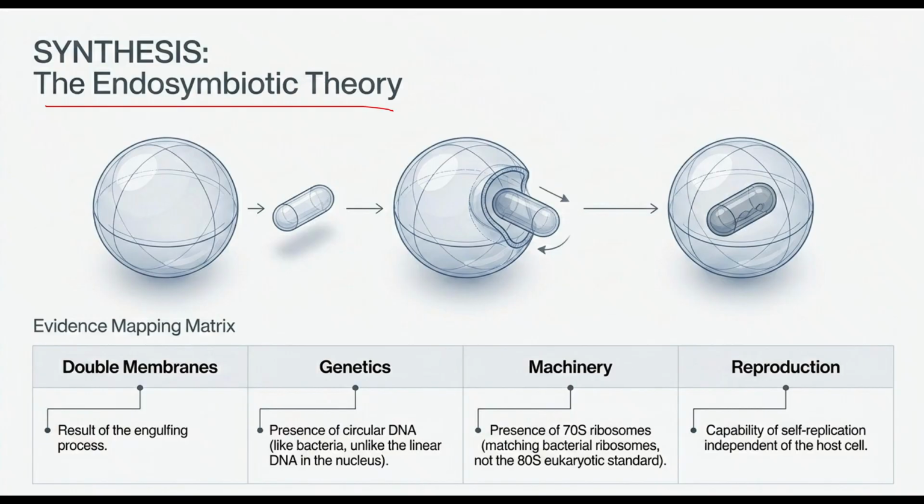So instead of being digested, they formed a mutually beneficial relationship. Okay. So several pieces of evidence support this theory. Both mitochondria and chloroplasts possess a double membrane, circular DNA, 70S ribosomes, and the ability to replicate independently of the cell. So these characteristics closely resemble those of modern bacteria. Okay. So the double membrane structure, their genetic machinery, and reproduction capacity. Clear?